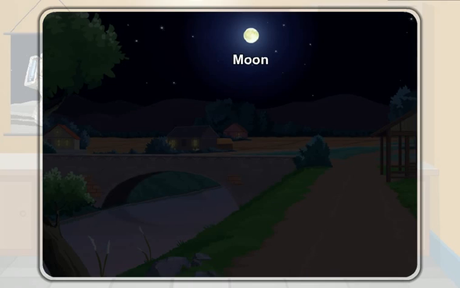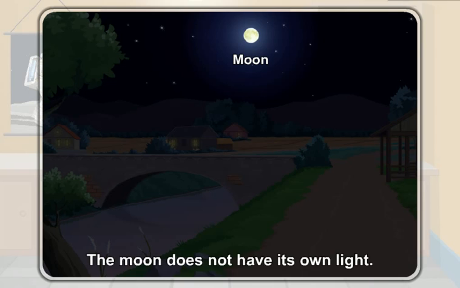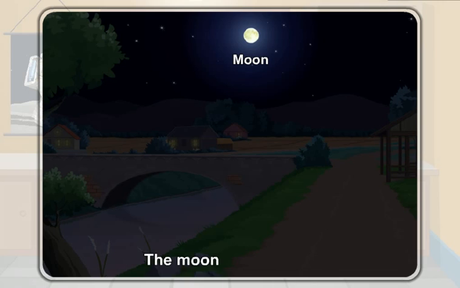The moon glows during the night, so it is also a star, isn't it? No, it is not. The moon does not have its own light. So, the moon is not a star.